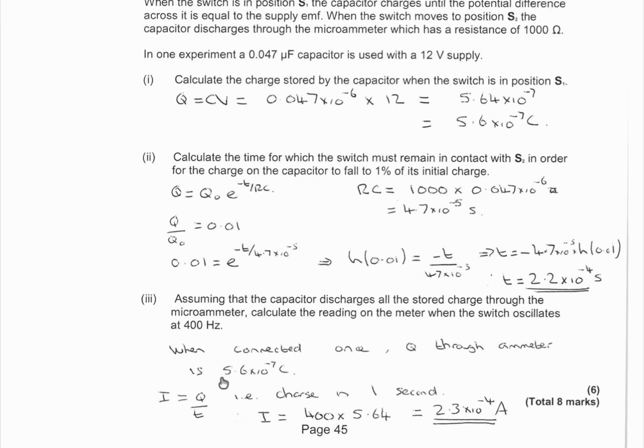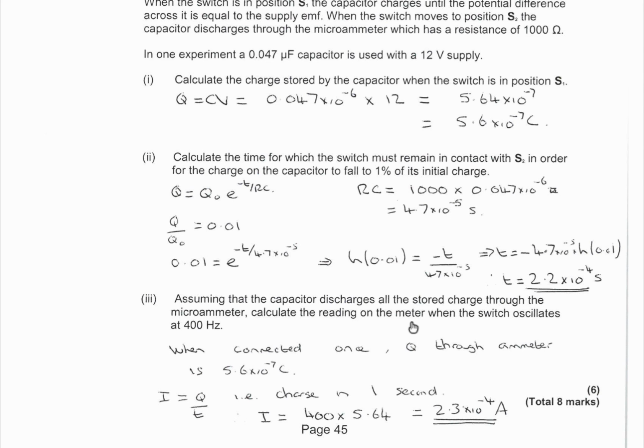So if it discharges once, this is how much charge will flow from the capacitor through the ammeter. If it discharged twice, twice as much charge would flow through it, but it's actually discharging 400 times in every second. So if we talk about every second, then t is 1. So the total amount of charge is just 400 times that. So 400 times the 5.6 times 10 to the minus 7 divided by 1, which is the time, gives you 2.3 times 10 to the minus 4 amps.